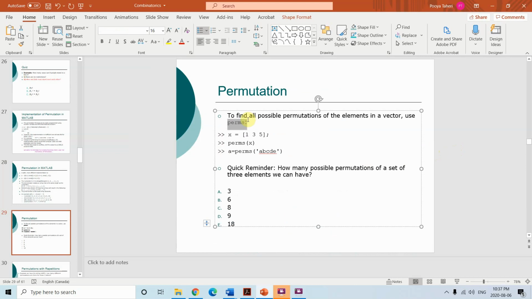A function in MATLAB that gives you different permutations of a set is perms. For example, if x was 135, perms of x would give us, you can try it, 135, 153, 315, 351, 513, and 531. The same thing for A, B, C, D, E. It would give us 5 factorial different permutations of these 5 letters.